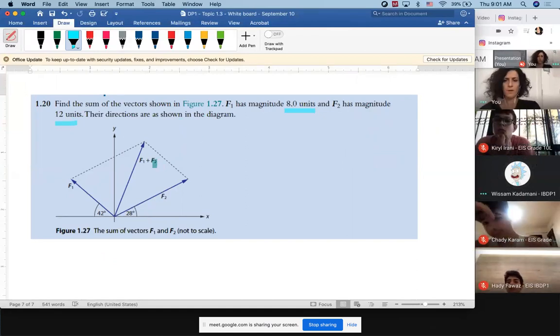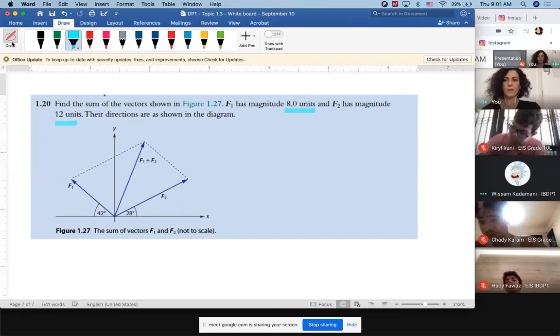Okay, you guys, I want you to see that these are two digits, 8.0. These are 12, two digits, and the angles are two digits. Let's try to give answers with two digits as well, okay? Just to make it a good habit. Yes, so what do you suggest, Wissam? What do you suggest you do? Yeah, how do you find F1?